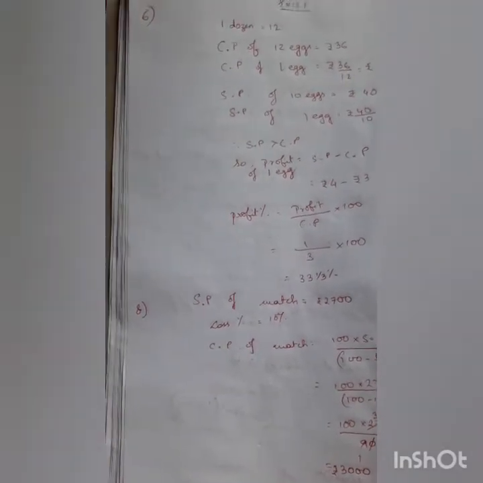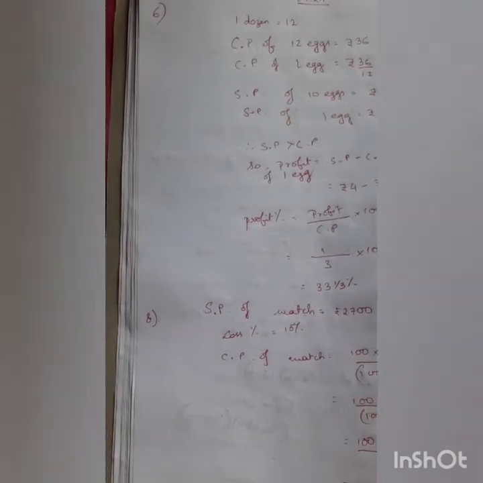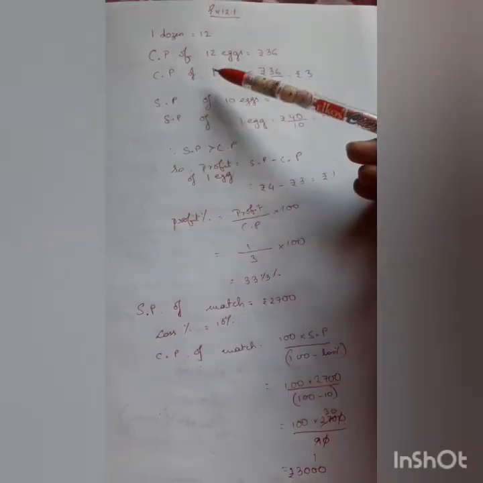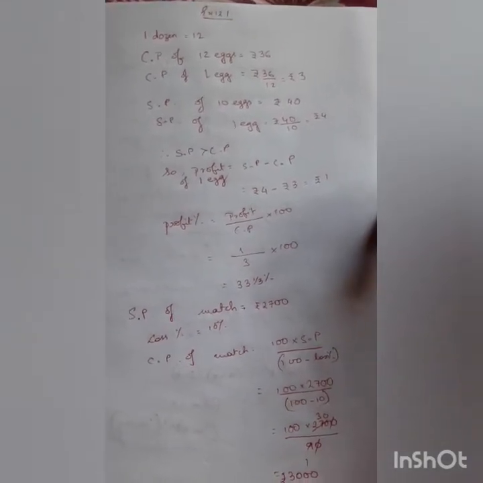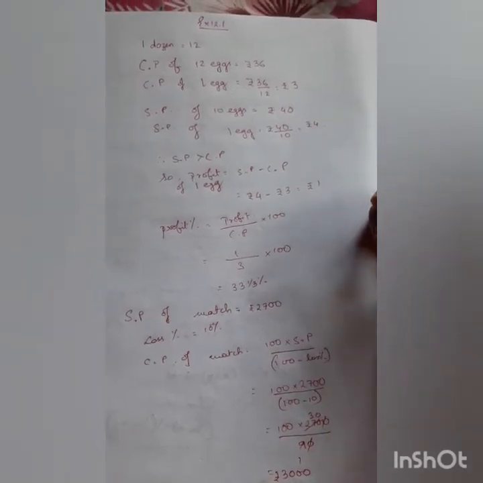Today we are going to continue with exercise 12.1, profit and loss. See, in question number 6, it is given that the cost of 12 eggs is rupees 36. That is, the cost of 1 dozen eggs is rupees 36 and the selling price of 10 eggs is given as rupees 40. You have to find the profit or loss percentage.